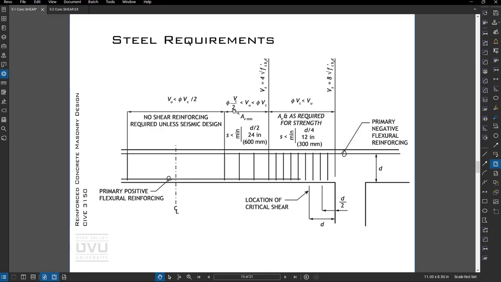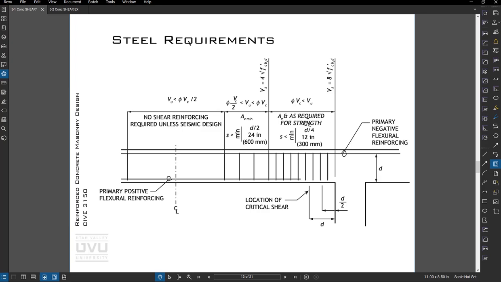And there's a region from the edge of this up to the phi concrete shear strength, where we're going to have stirrups at least at d over 2 spacing, or this limit of 24 inches. Okay, and then if phi V_c is less than the shear demand, which is often the case, then we're going to place the stirrups at least d over 4, where d is the distance from the bar to the edge of the concrete.